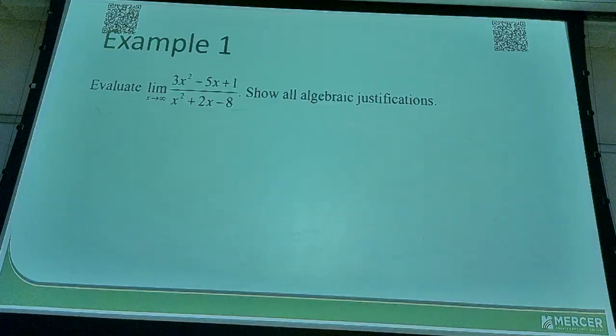Take an infinitely large number, square it. Still infinitely large. Multiplied by 3, it's still infinitely large. An infinitely large number times 5 is still infinitely large. And then plus 1. So kind of what we have in the numerator is infinity minus infinity plus 1. But infinity minus infinity is not necessarily 0.